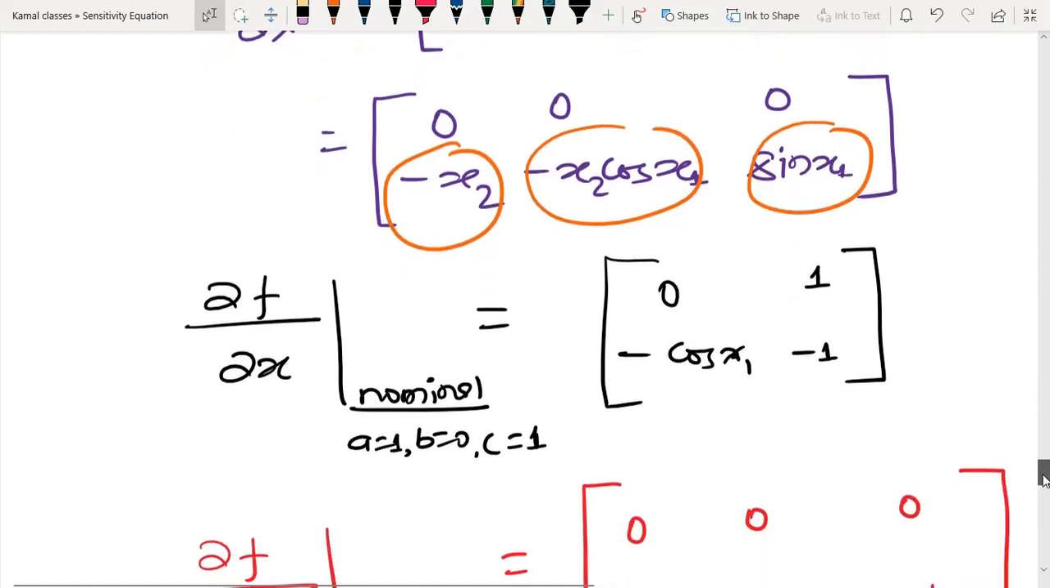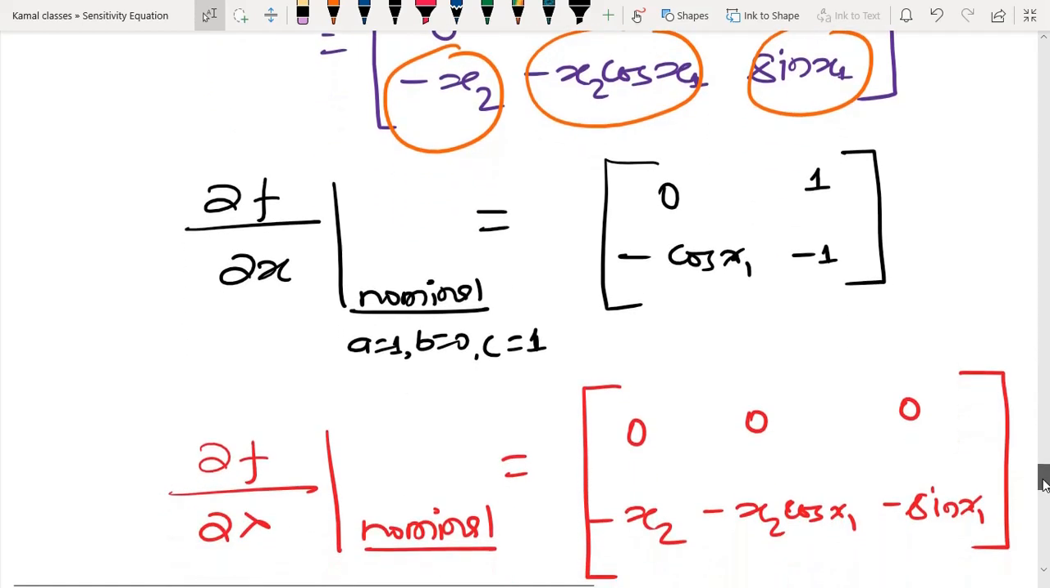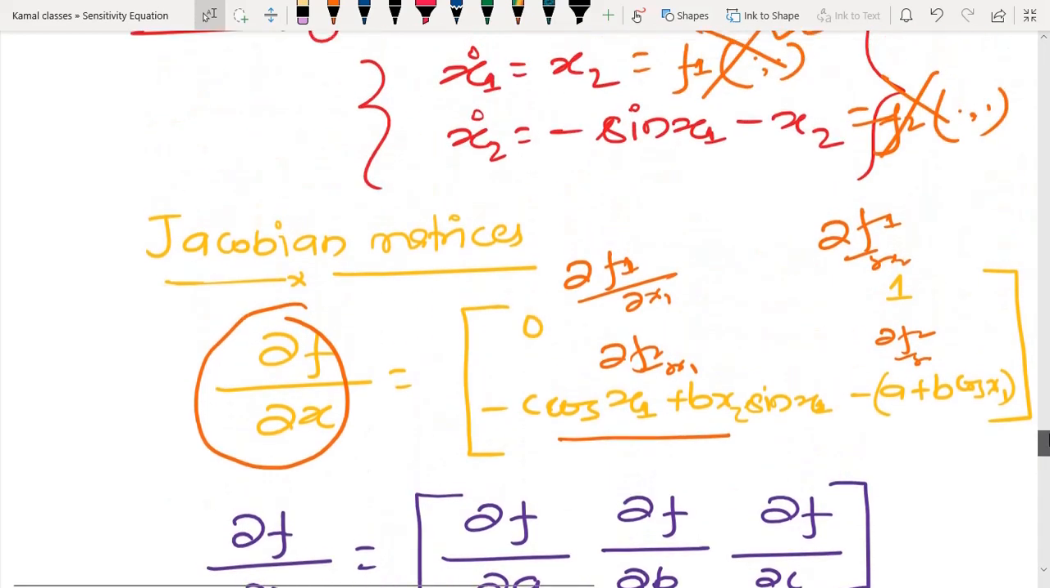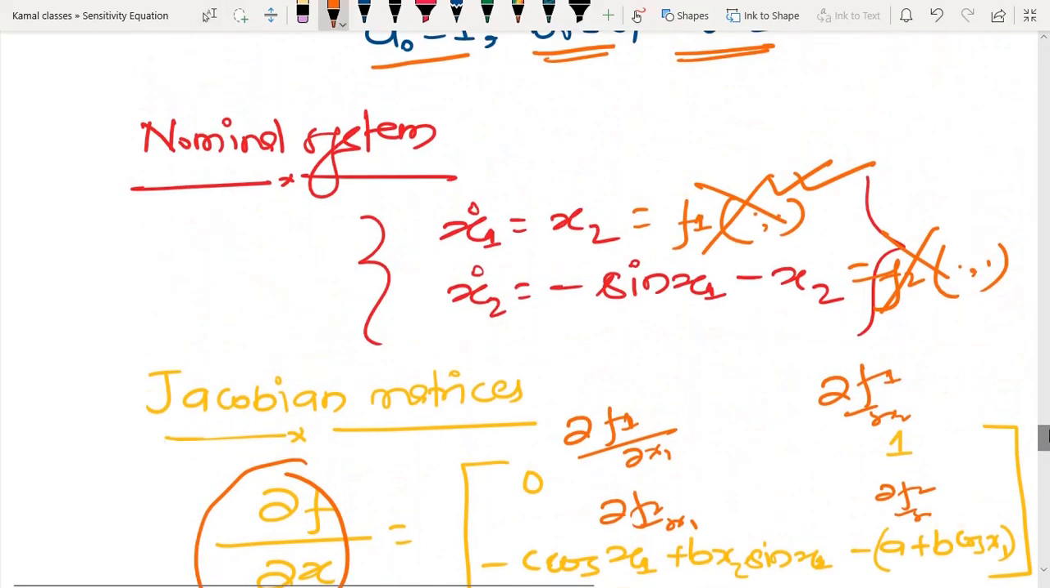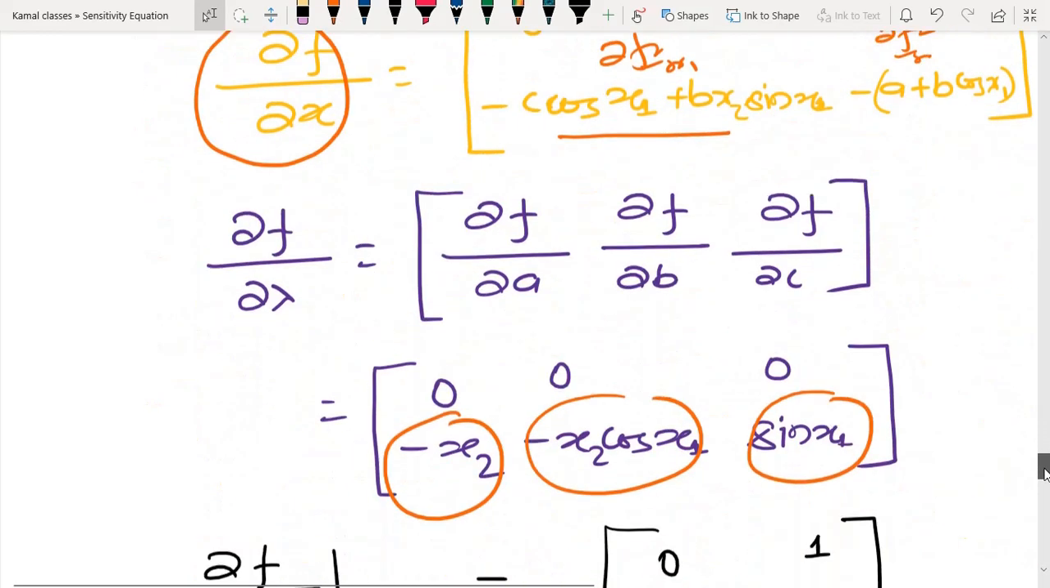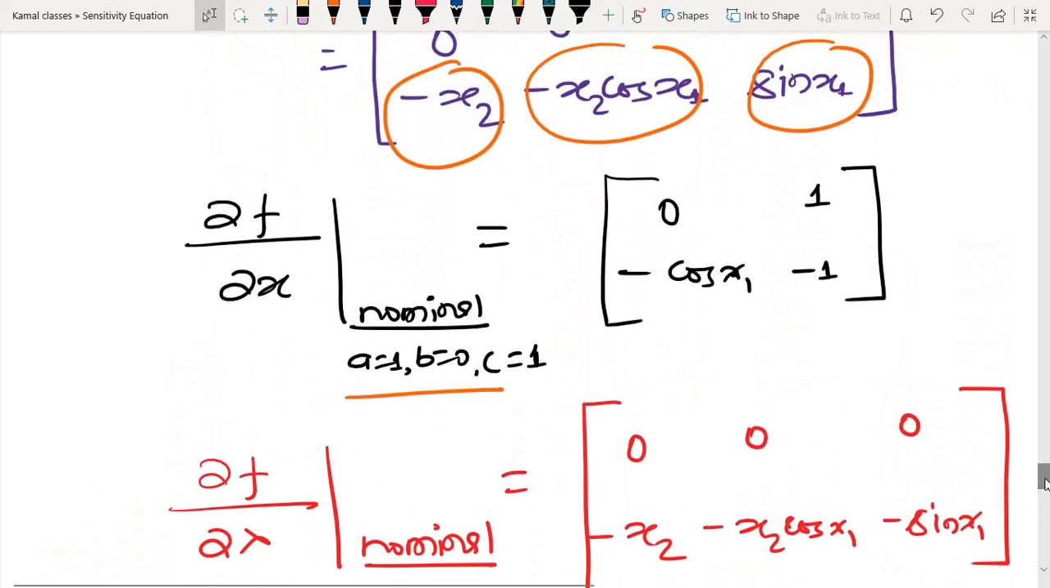Now I am going to calculate the ∂f/∂x about the nominal parameter also. With respect to the nominal parameter, whatever I have written here initially, f1 and f2, you can now write f1 and f2 dash, and after that if you do linearization, then you are going to get this kind of thing. Okay, so please check it.